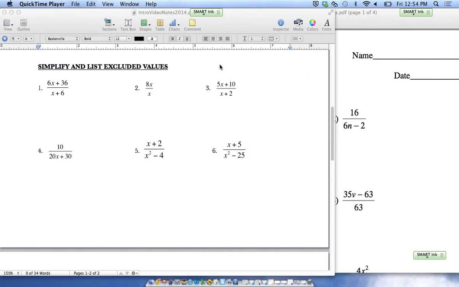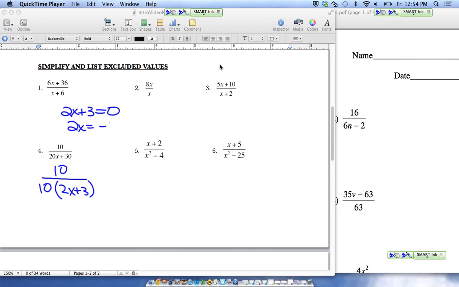Number 4, if I remove a 10 from the denominator, I'm left with 2x plus 3. To figure out what the excluded value is, I set 2x plus 3 equal to 0, and then multiply by 1/2. Since this is the value that would make the denominator 0, this is my excluded value. So x is not allowed to equal -3/2.